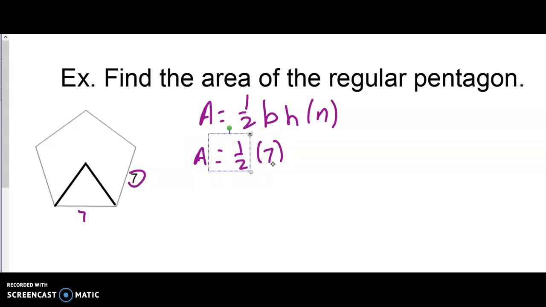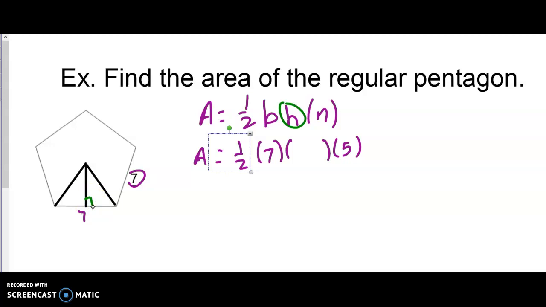I don't know my height of the triangle. In fact, it's not even drawn in yet, so I'm going to leave this empty. And I know that the number of sides that I have is 5, so the number of isosceles triangles I'm going to have is 5. Okay, so now my target is to find what this missing height of the triangle is. To do this, I first have to draw the height in. And again, remember that the height of this triangle, when we're talking about regular shapes, is called an apothem. It's going to be the altitude or the height.